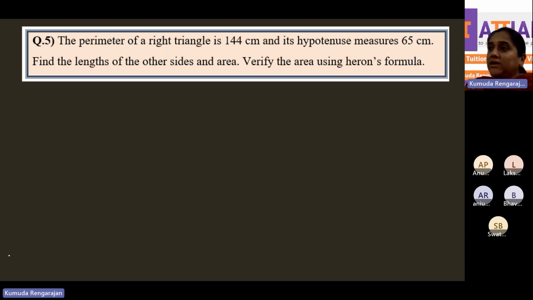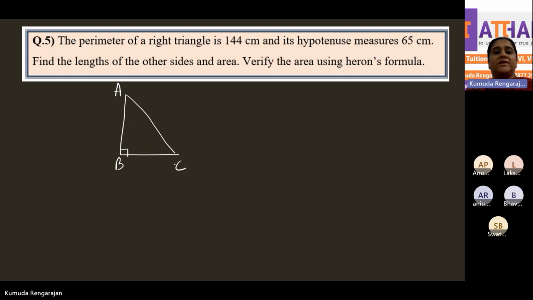Okay, now this is only a right triangle. It's not a right isosceles triangle. It's only a right triangle. Okay, so if I call it ABC, what is given? What can I mark? Perimeter is 144 centimeters. Can I mark it in the figure here? Perimeter? No, that cannot be marked. Hypotenuse is 65. Can we mark it? Which one is 65? AC. AC is 65.